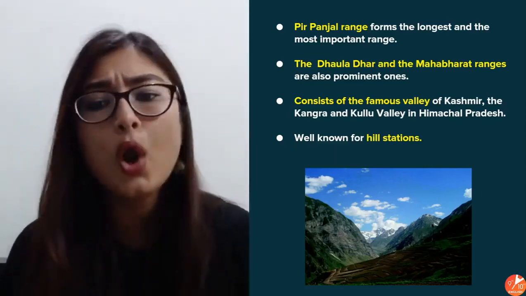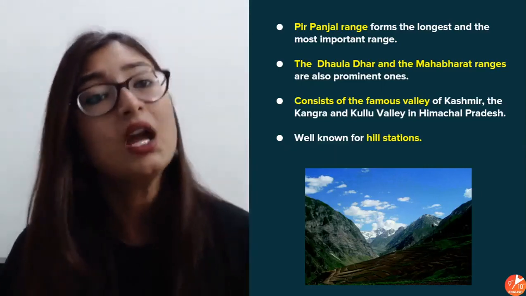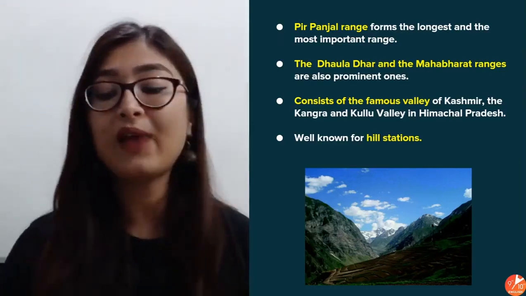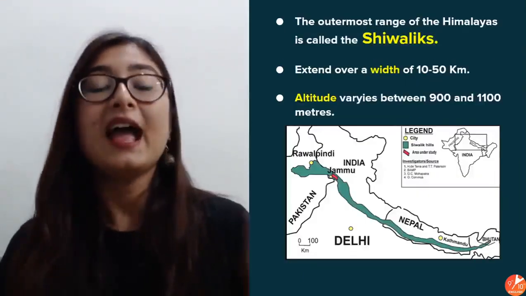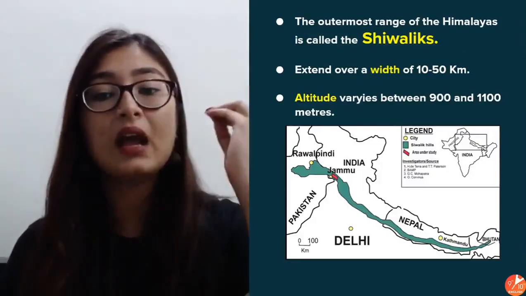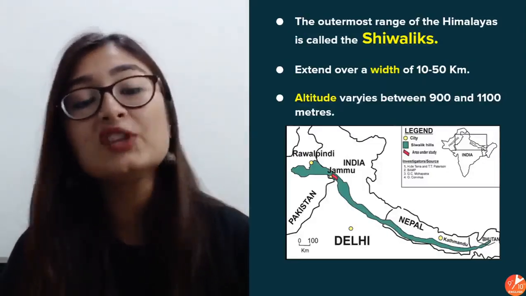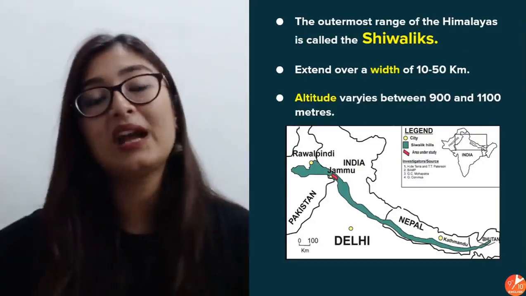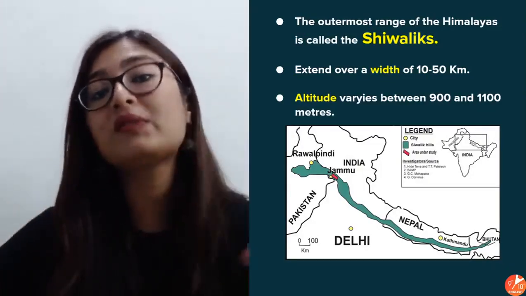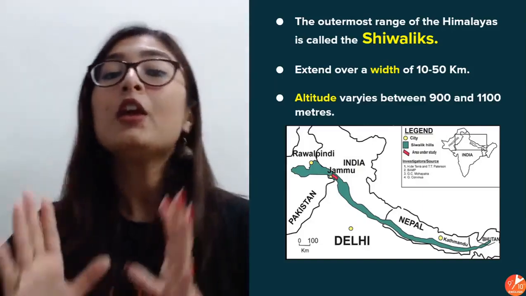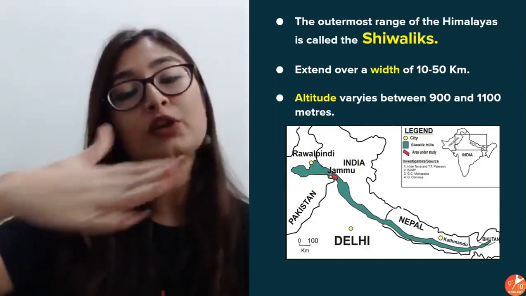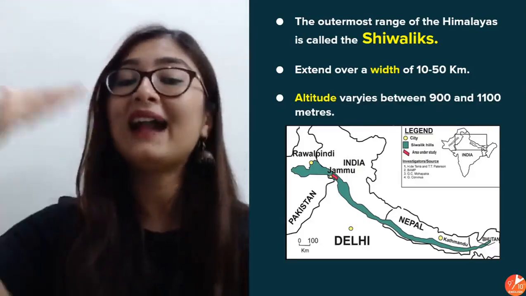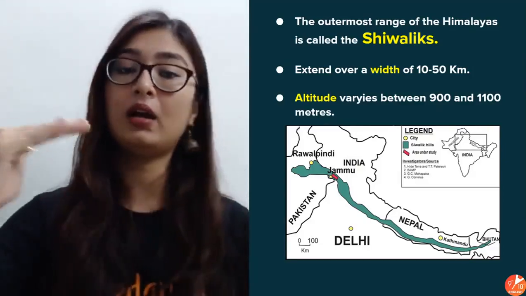It consists of all those famous valleys of Kashmir, Kangra and Kullu in Himachal Pradesh, and as I told you, is well known for its hill stations. And then comes our third, which is the outermost range of the Himalayas, called Shivaliks. Though it is the first range that we find if we look from the country's perspective. If you move from India towards the Himalayas, first you come across Shivaliks, then the Lesser Himalayas or Himachal, and then you find Himadri.